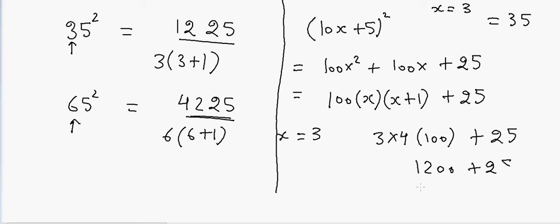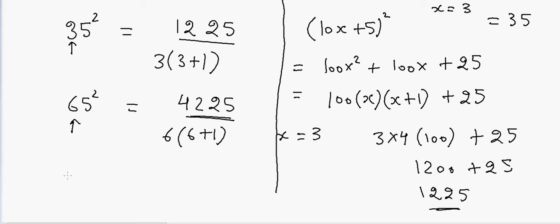So we'll get 1225. So this is how this trick works. So basically we are adding the first digit by 1, multiplying it with the first digit, multiplying by 100 and then adding 25 in the end.